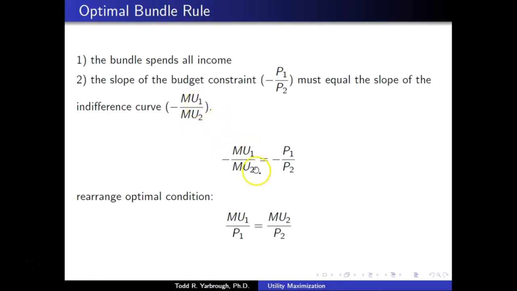So we set those two things equal to each other, slope of the budget constraint, slope of the indifference curve. We simply move some things around, and look what we have. We have the optimal bundle rule, or the other part of the optimal bundle rule, which says that utility maximization occurs where the marginal utility per dollar of the two goods is equalized. We've already seen previously that this indeed does yield the utility maximizing outcome across the two goods.